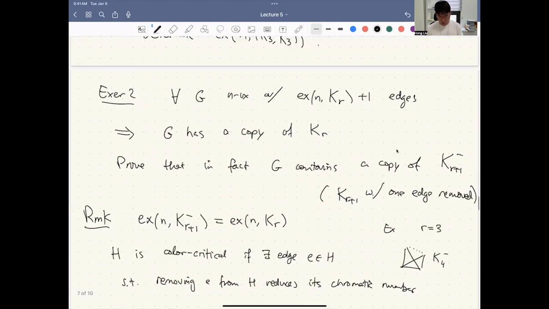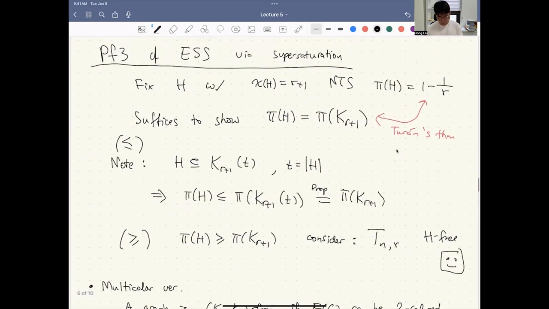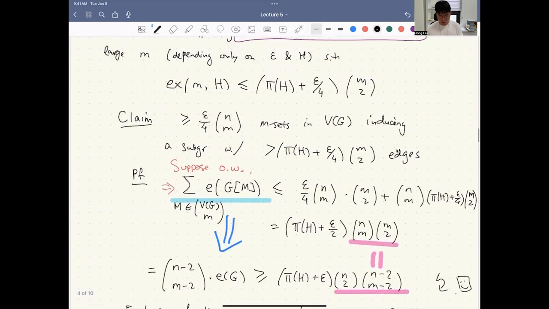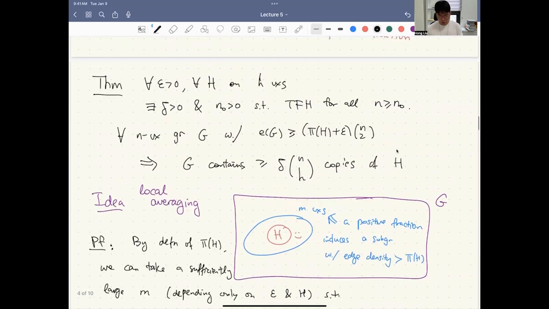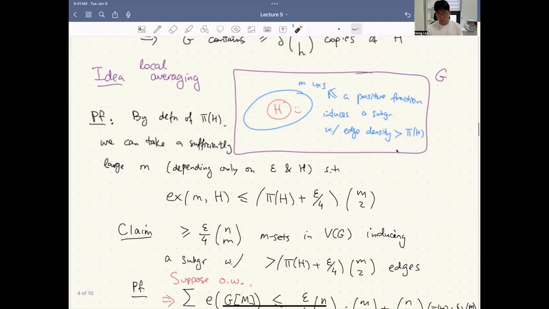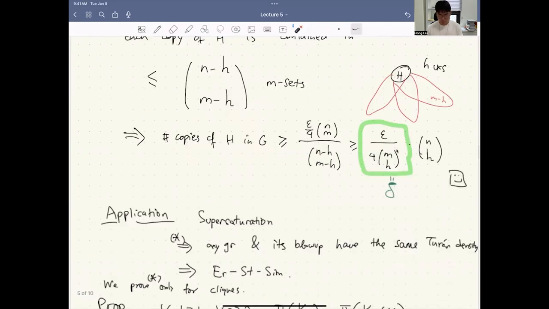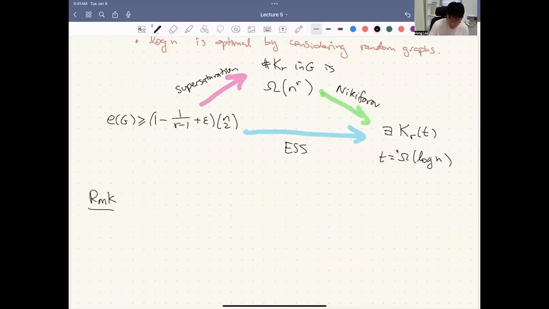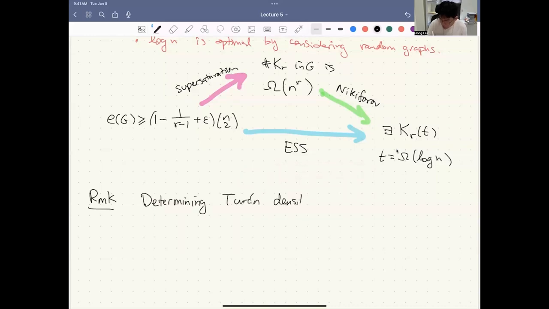There's one more remark. I don't know if I mentioned it or not. It is about supersaturation results for graphs. In fact, for hypergraphs, supersaturation is again true, using basically the same local averaging arguments. Here's the remark: determining the Turán density, the hypergraph Turán problem, is much, much harder than the graph problem.